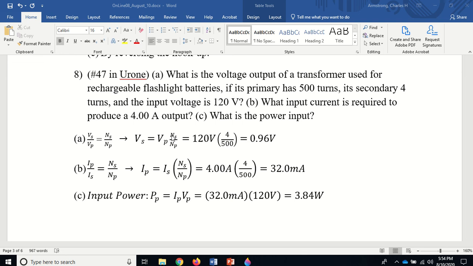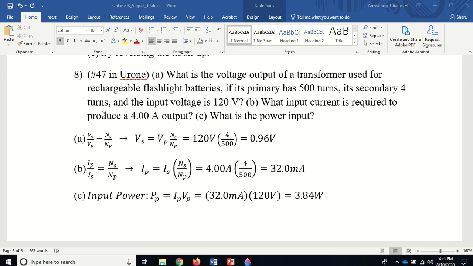We've got the number of turns for the secondary is 4, it says it right there. The number of turns for the primary is 500. So you've got 4 divided by 500 times 120, so you're going to have 0.96 volts. That's what you would get out of that transformer. You're stepping the voltage way down.